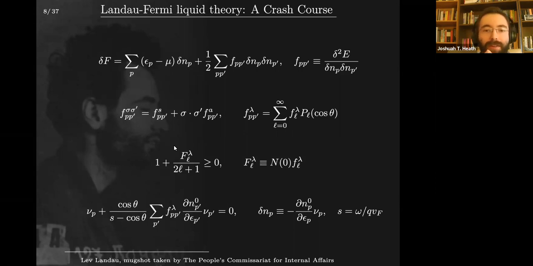So for example, if I look at the L equals 0 channel, which basically corresponds to this breathing mode at the Fermi surface, then 1 plus F_0 to the lambda, where lambda is S or A here, has to be larger than or equal to 0. If this is broken, then we get a negative compressibility and the Fermi liquid theory breaks down, which also means we have a breakdown in a single particle approximation. Now things become a little bit more complicated. We can't describe things very well in terms of something that looks like a single particle.